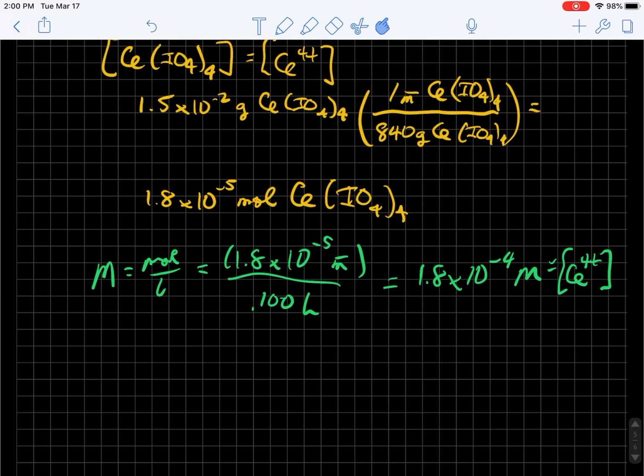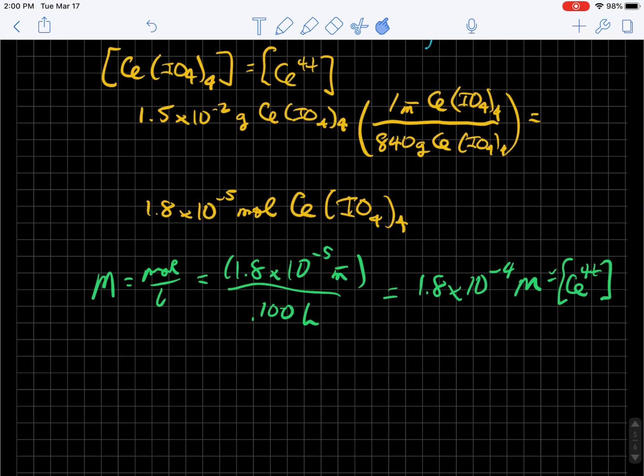So that means that the concentration of the periodate is 4 times that.